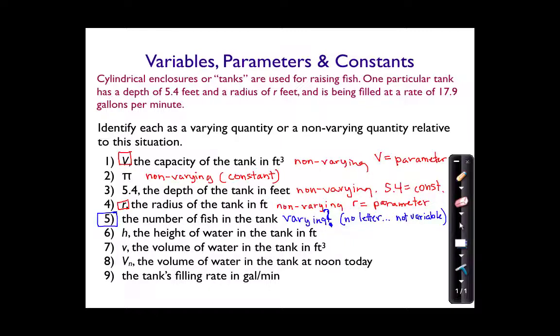Now what about, let's see, I see 6, 7, and 8 all have letters at the beginning of them, so they won't have that problem. What about number 6, H, the height of the water in the tank in feet? That's varying. I can see that it's being filled at a rate of 17.9 gallons per minute. So the height of the water in the tank must be changing. If there were a leak in the tank also, it could be changing at a rate of 0, but this would impact the height of the water.